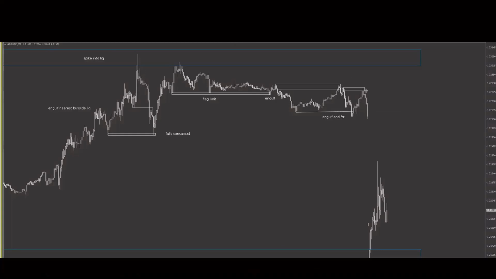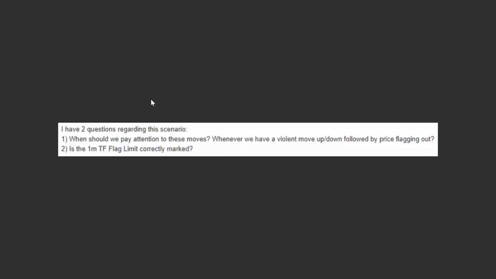And pocket of liquidity at the top, enter at the extreme. Okay, Bitcoin here. Got a question about this on the next slide. I have two questions regarding this scenario. When should we pay attention to these moves? Whenever we have a violent move up, down, followed by price flagging out? And is the 1 minute time frame flag limit correctly marked?